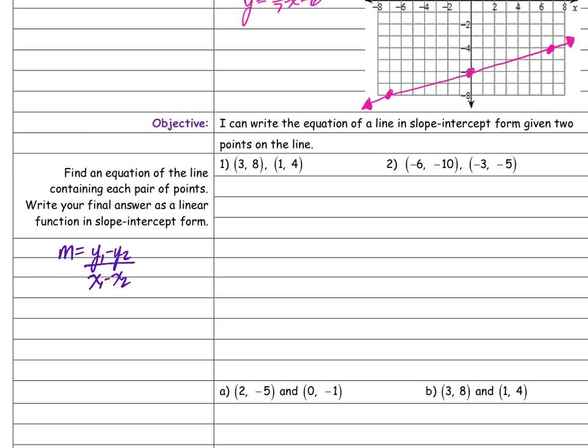right? We've already done this, this is our 6th lesson. I don't remember all the other 5, but we've found slope before. So I'm just going to find slope, and then I have slope and 2 points I can choose from. Let's worry about finding slope first. So let's go ahead and find my slope. I've got m equals 8 minus 4 over 3 minus 1, which is 4 over 2, or 2.